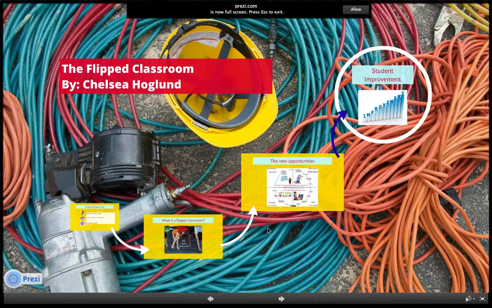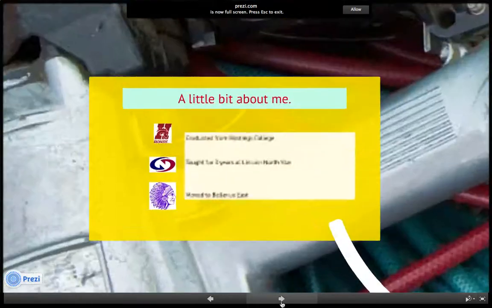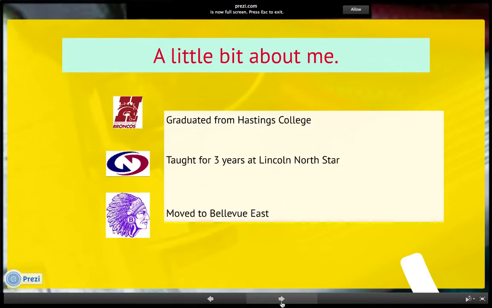The first thing we're going to do is learn a little bit about me. My name is Chelsea Hoagland. I currently teach math at Bellevue East High School. I was born and raised in Hastings, Nebraska, and I went to Hastings College and graduated from there. I taught for 3 years at Lincoln North Star, and I taught anywhere from geometry to algebra to advanced algebra. And then last year was my first year at Bellevue East.